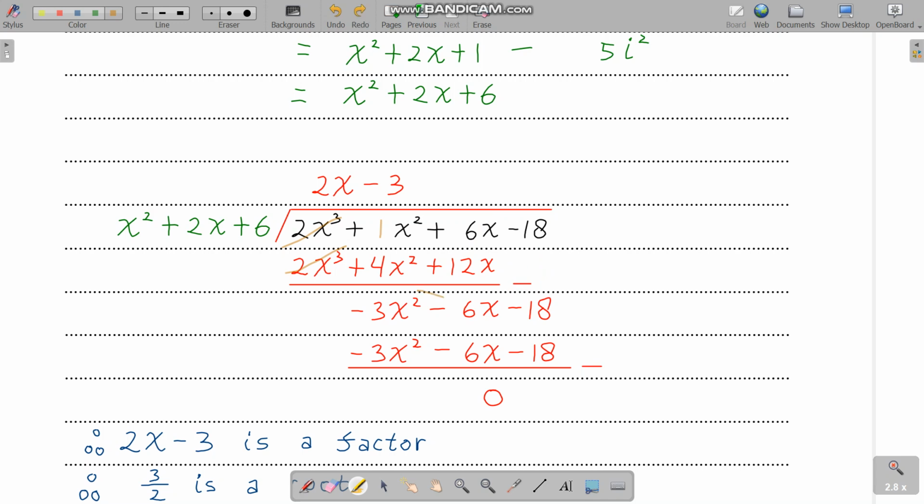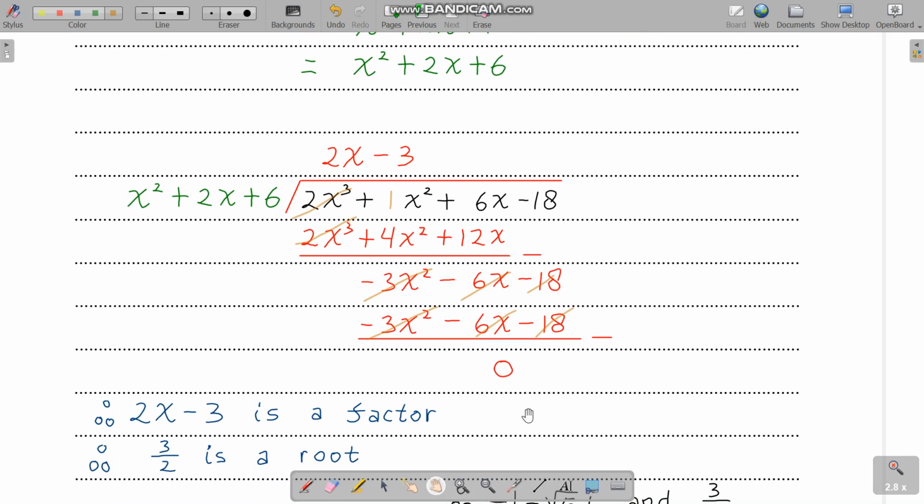After we get the result of the subtraction here, we have to decide what to multiply x squared by to get -3x squared. The answer is we multiply by -3. So -3 times x squared, we get -3x squared. -3 times 2x, we get -6x. -3 times 6, we get -18. Then we subtract. If we're doing it right, -3 minus -3 cancel out, and actually they all cancel out. So we have only 0, and that makes sense because if it's a factor, the remainder is 0.